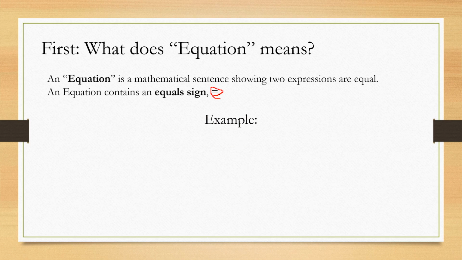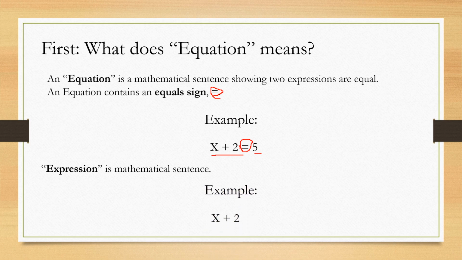Let's take an example for the equation. Here we have an equation, and it's x plus 2 equals 5. Okay, how do we know that this is an equation? Because we have two expressions. The first expression is x plus 2 and the second expression is 5, and this equation contains an equal sign. So we know that this is an equation. An expression is a mathematical sentence, and here is an example for the expression.